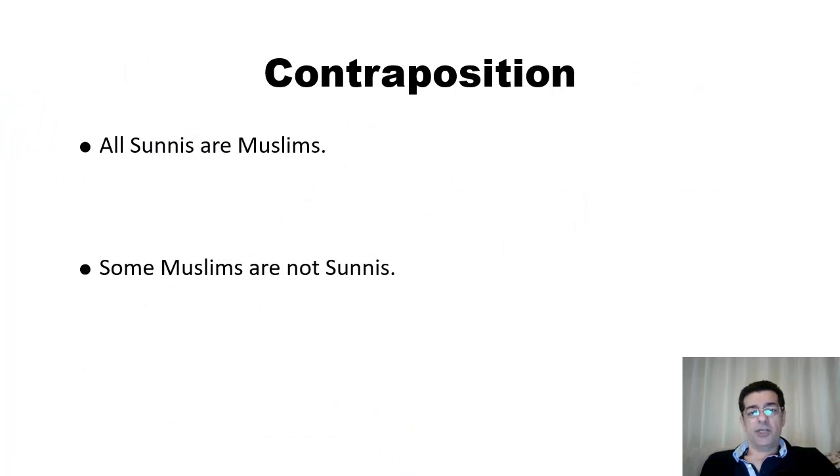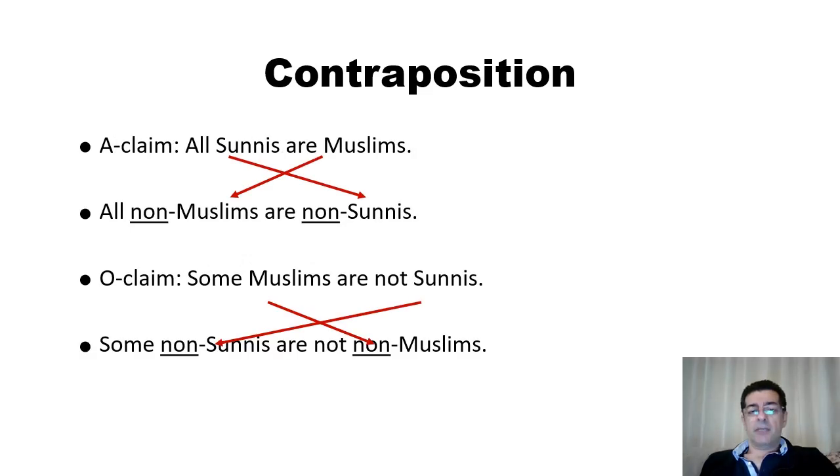Now pause the video and apply the rule to contrapose these claims. Now pause the video and check your answers. Let me just tell you about the first sentence in plain English. We can say, if you're not a Muslim, you cannot be a Sunni, right? Right. Okay.